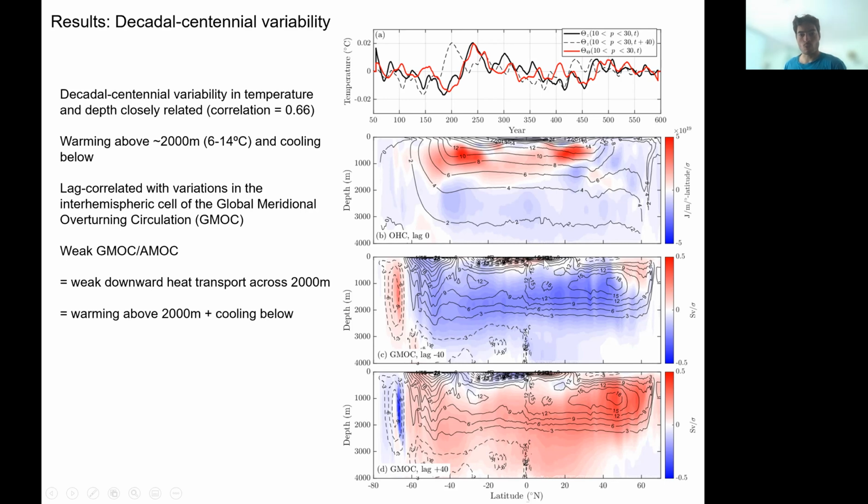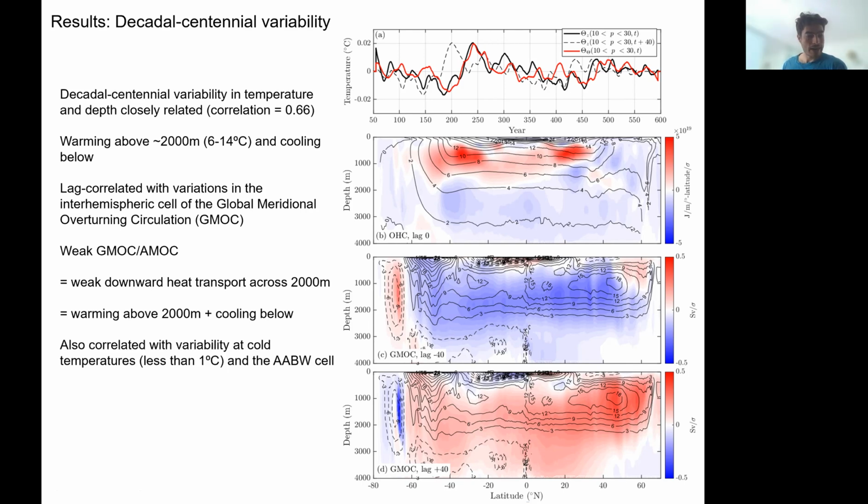And so it makes sense. We have a weak AMOC here, with weak downward vertical heat transport, which leads to a warm anomaly in the upper 2,000 meters and a cold anomaly below. And then that recovers 40 years later, and we go back the other direction.